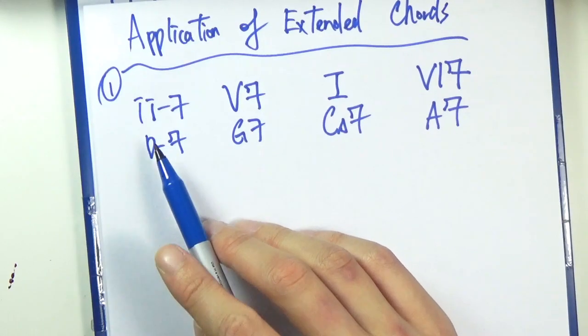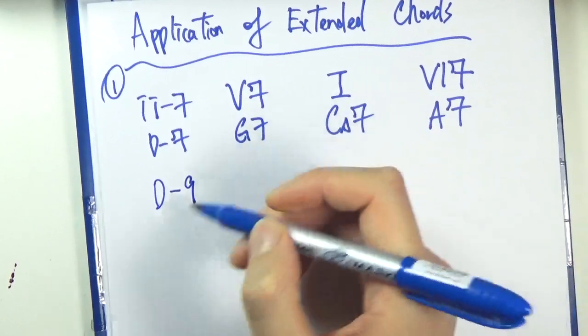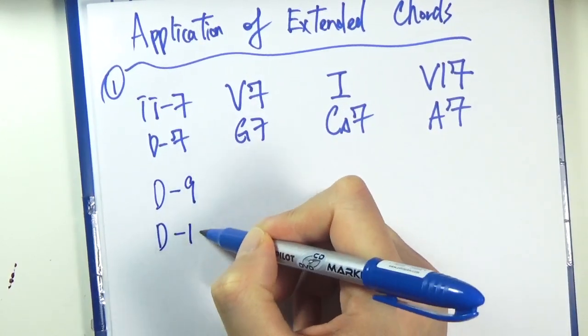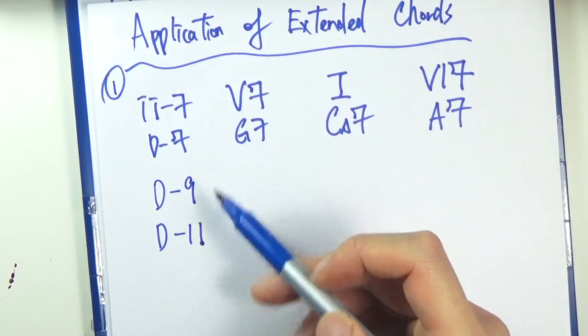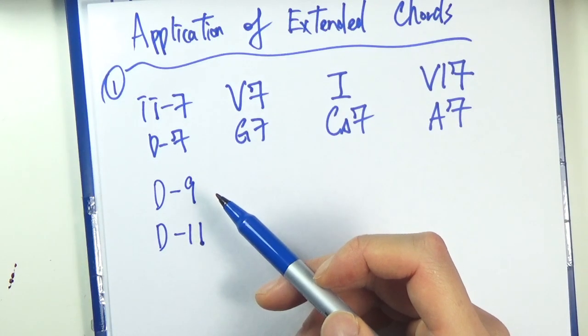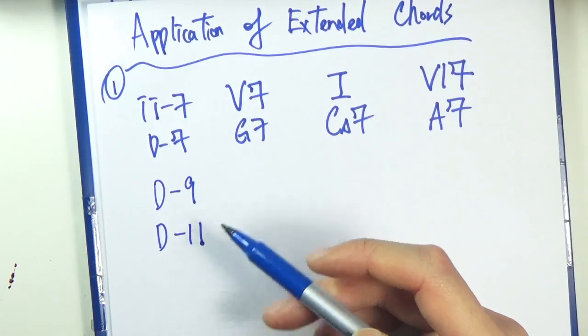Okay, so let's take a look at the chord progression again. For the D minor 7, usually you can go for a D minor 9th at least. You can also go for a D minor 11th. D minor 13 is relatively rare in this case. So usually we see 9th or 11th here.